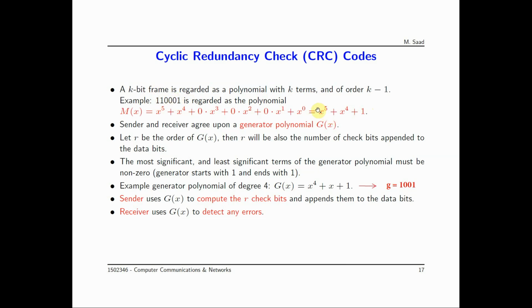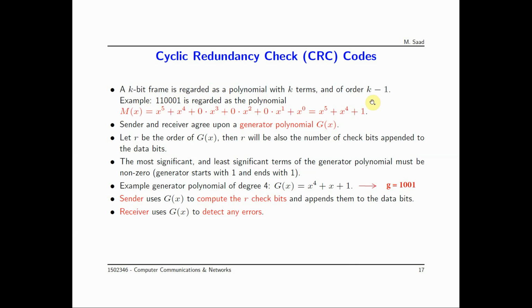So x to the power of 5 is the most significant term. It has a 1. X to the power of 4 is the next term. It has a 1 as the coefficient, and then x to the power of 3, x squared, and x are not present because of these 3 zeros. And then finally, we have the constant 1 because the least significant bit is 1. So mainly, any bit sequence can be represented as a polynomial.